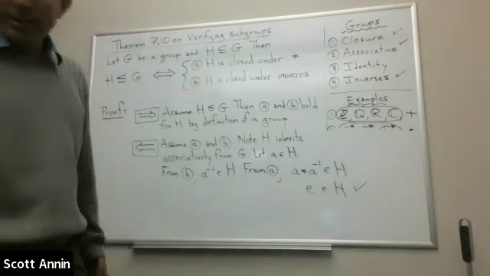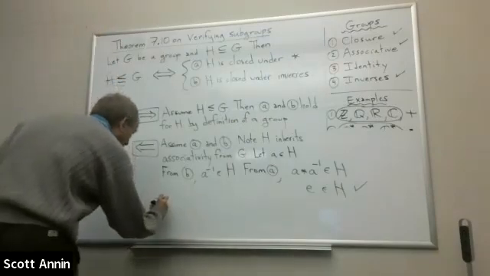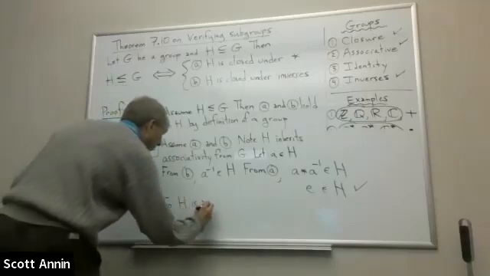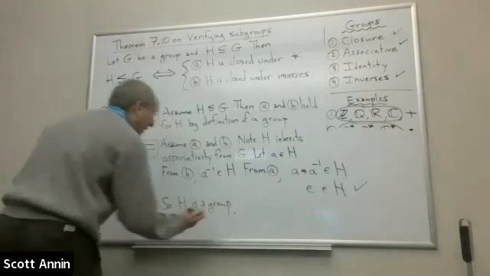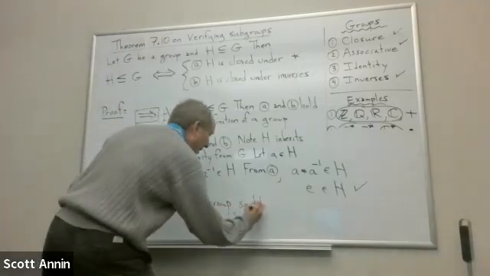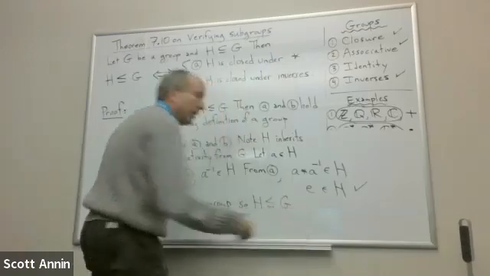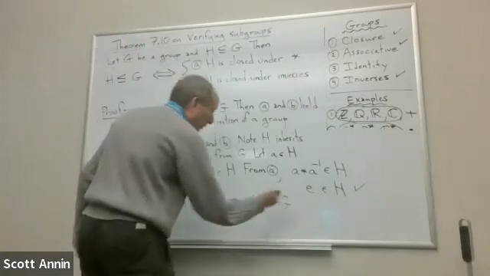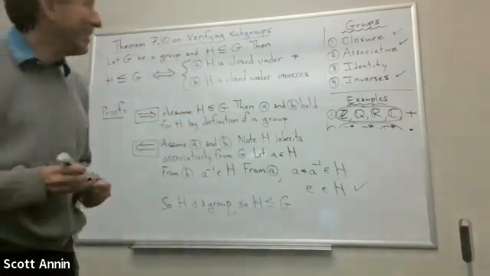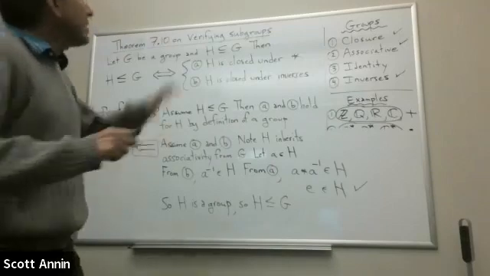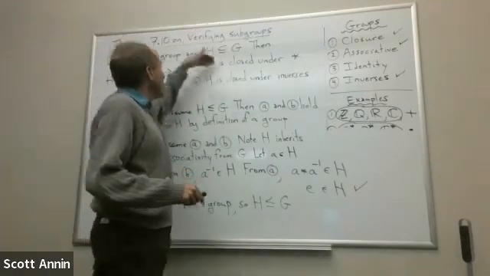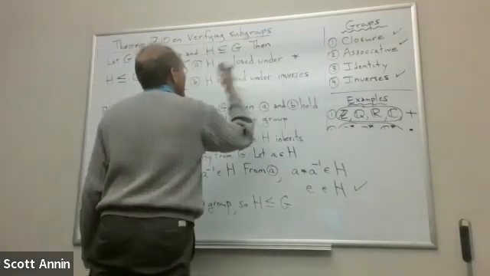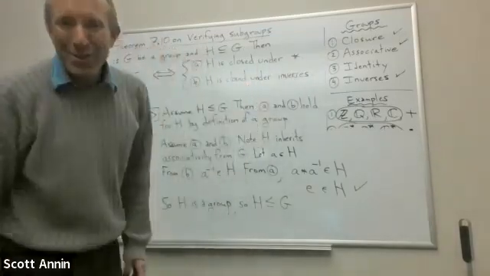And so we've now verified that H is a group. H is a group, and it's inside of G. So it's actually therefore a subgroup. Remember, a subgroup is just a group that's inside of a bigger group. So H is now a subgroup of G. Okay, so anytime we're trying to verify a subgroup, that's all we have to do. We just have to check that H is closed under the operation and that it's closed under inverses.